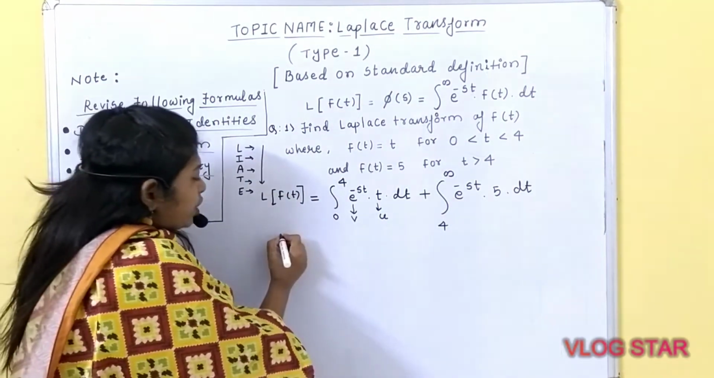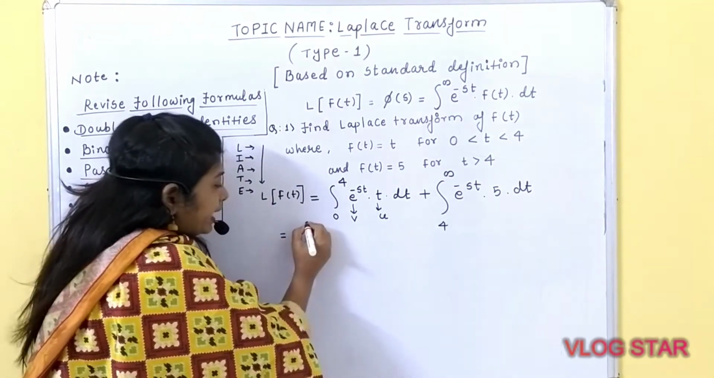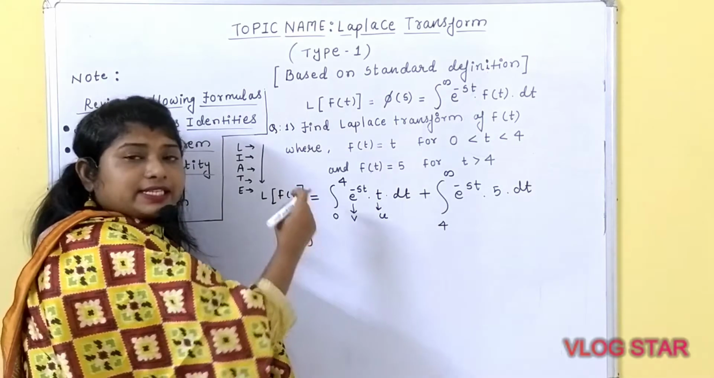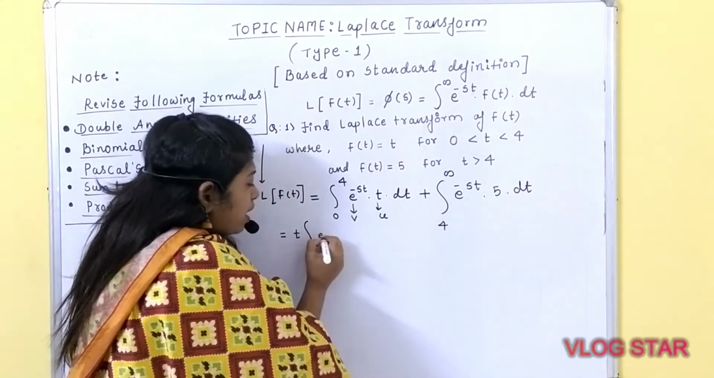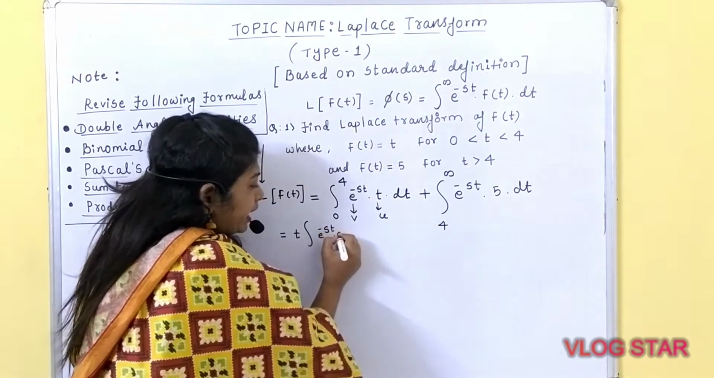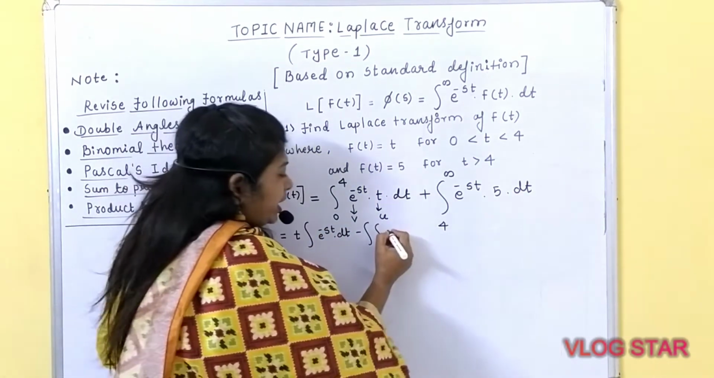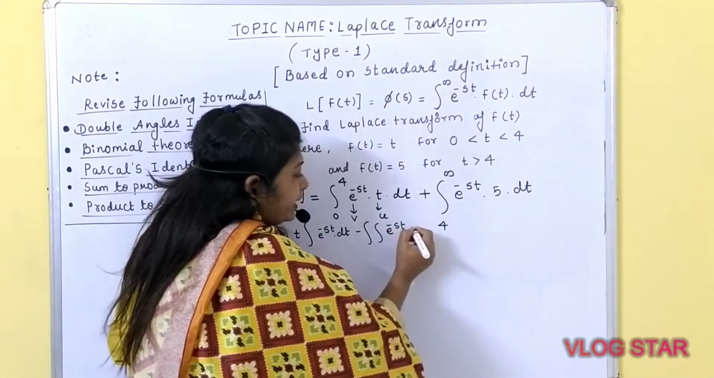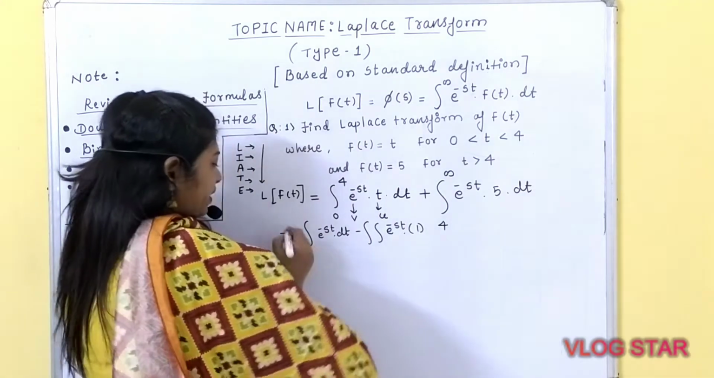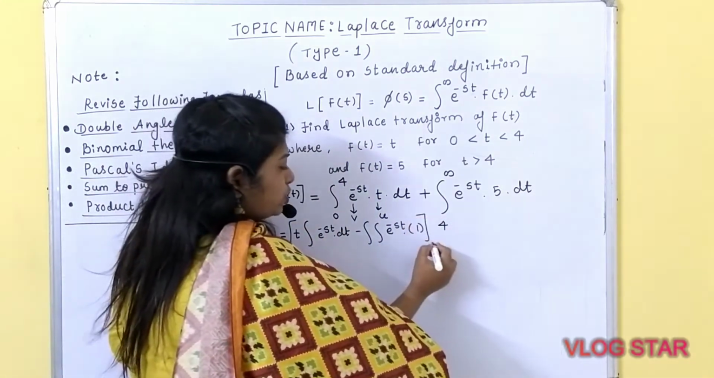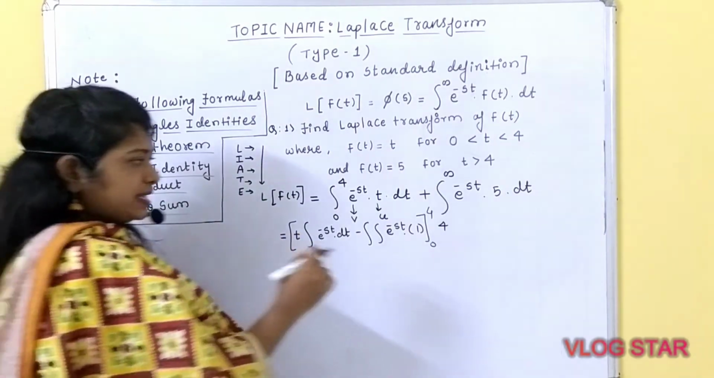So how are you going to apply the integration? t as it is, integration of u as it is, integration of v. In this case, v is e raised to minus st dt, minus double integration of v into derivative of t with respect to dt, which is 1. I hope you have understood how to apply integration by parts.